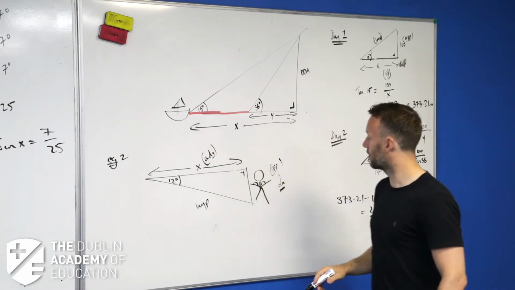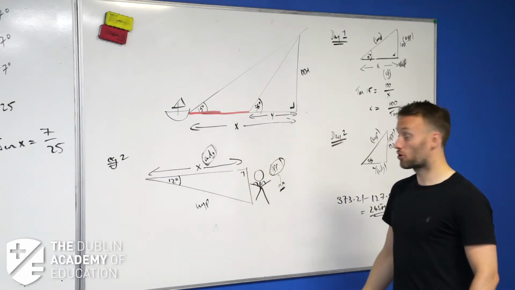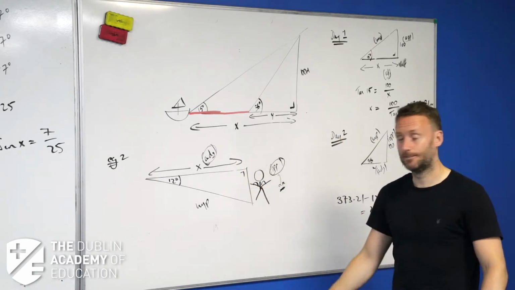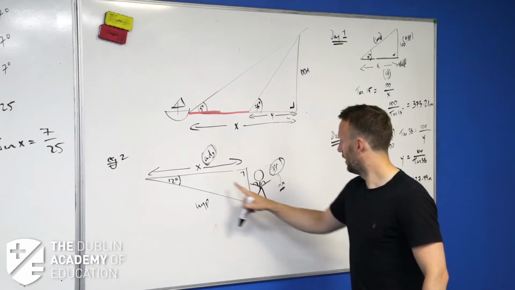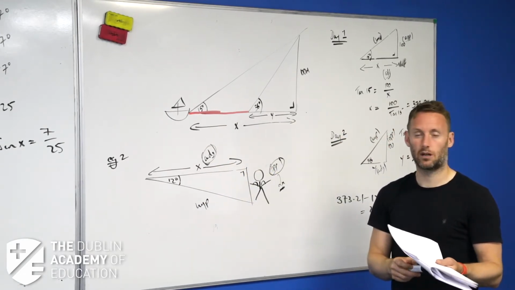So based on that, what trig function will we use? Remember, we've got the opposite, and we want to find the adjacent. So what trig function will it be? Well, it has to be tan. So tan of the angle, tan 12, is equal to 2 over x, and then go and isolate your x. And that's how we approach that question.